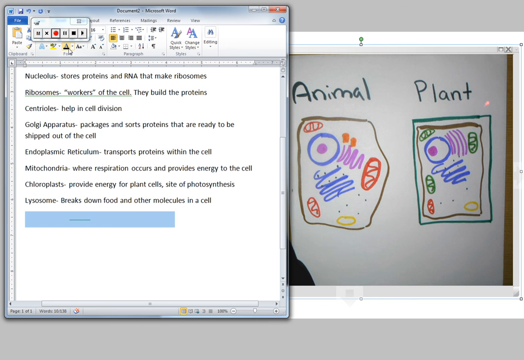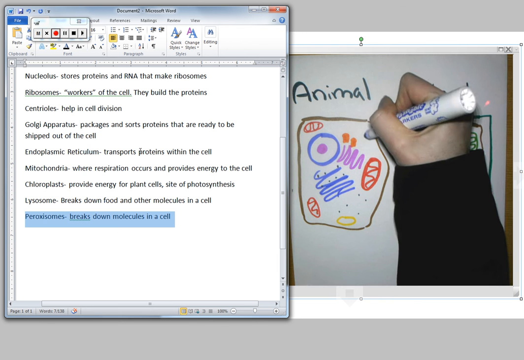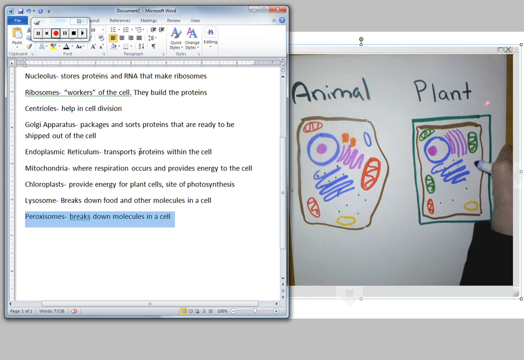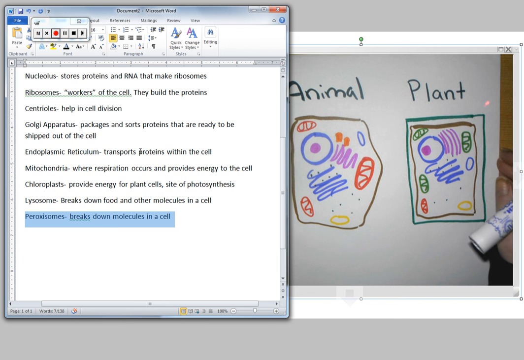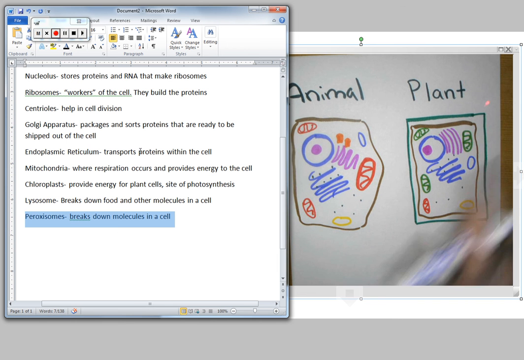An organelle that is very similar to a lysosome is called a peroxisome. And peroxisomes will break down molecules in a cell as well, and also help break down invaders like bacteria or viruses. Lysosomes and peroxisomes are very similar, except they have different enzymes in their little packets.